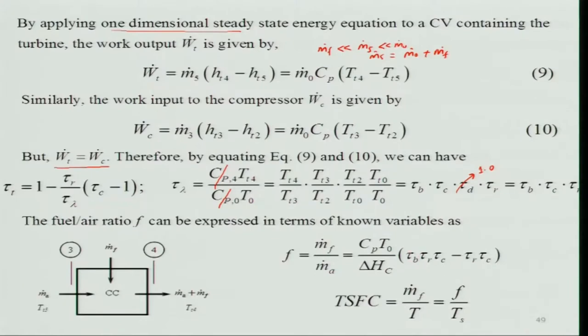Keep in mind that we can change this tau C in terms of the pressure ratio of the compressor. Similarly, tau T, in some places wherever it is required, we can change into the pressure ratio across the turbine, right? I am using the isentropic relations.